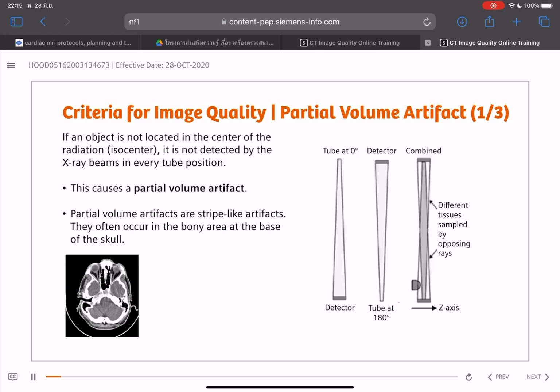If an object is not located in the center of the radiation beams, the isocenter, it cannot be detected in the same spot by each emitted X-ray beam, thereby causing the partial volume artifact. This is especially a problem if very dense structures are only partially included in the slice. This artifact manifests itself in the CT image as stripes. It is very common when scanning heads, particularly in the area at the base of the skull.